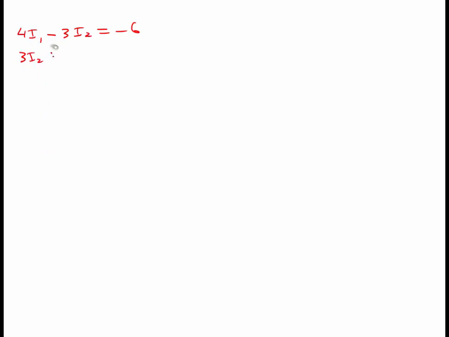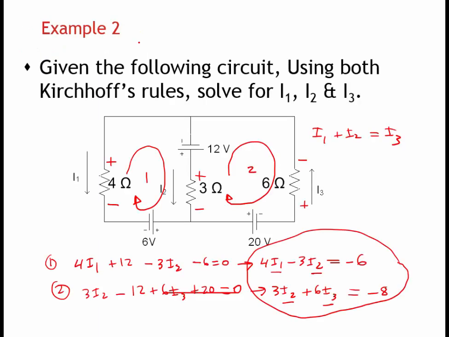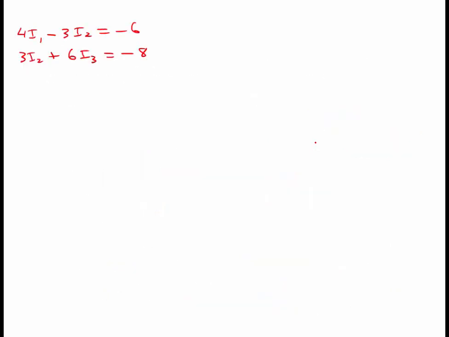3I2 plus 6I3 is equal to -8, right? And then we know that I3 is equal to I1 plus I2, so we can substitute for I3. Let's substitute I3 into this one, so we're going to have 3 times I2 over here, plus 6 times I3, so that would be I1 plus I2, and then this equals -8.